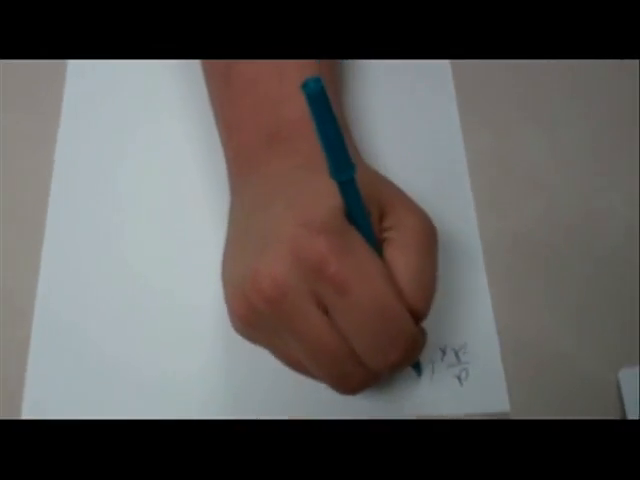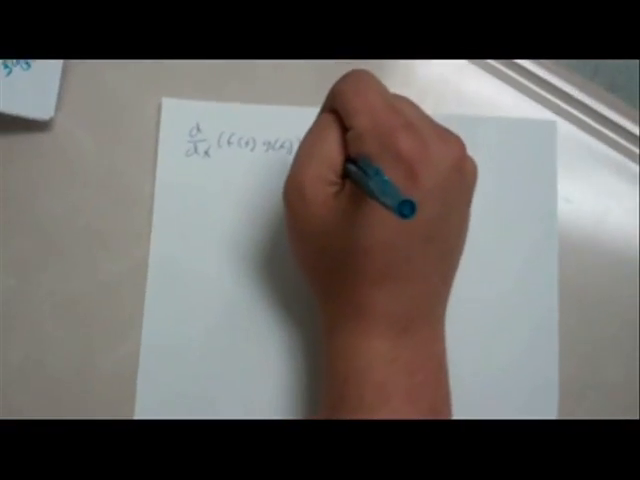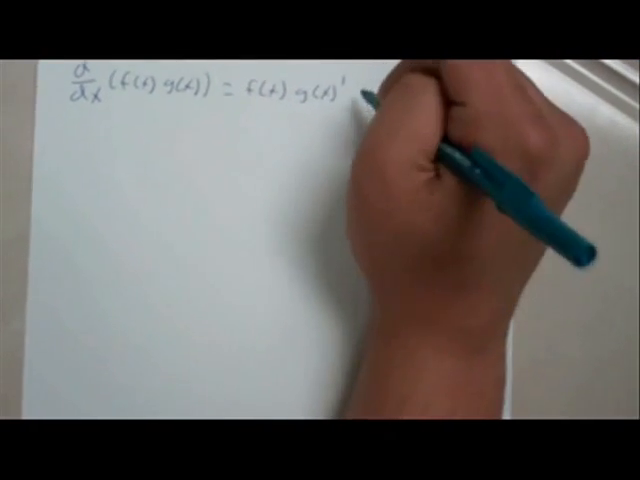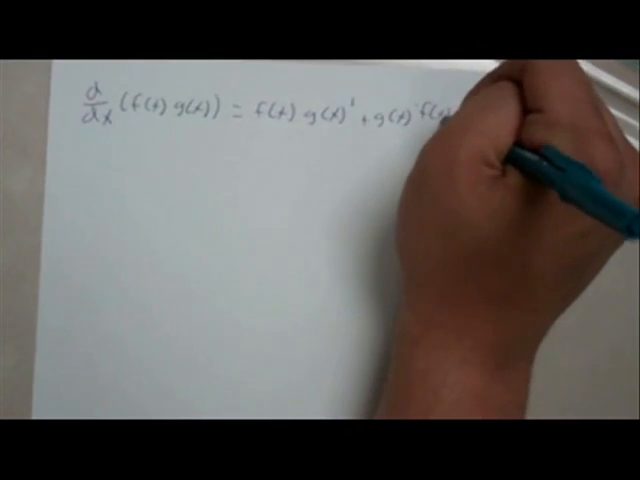Be teaching you guys about the product and quotient rule. So, the following rule is the product rule. The product rule is used when you're trying to take the derivative of a product, basically when you're multiplying something by something else. It reads: d dx of f of x g of x is equal to f of x g prime of x plus g of x f prime of x.